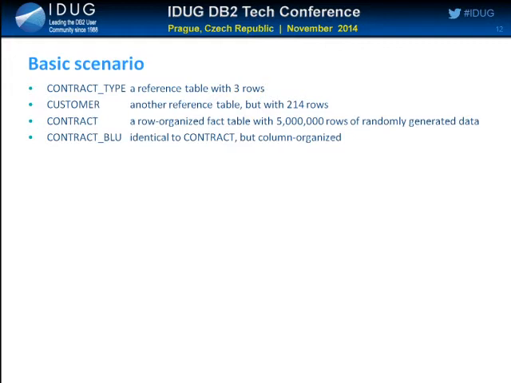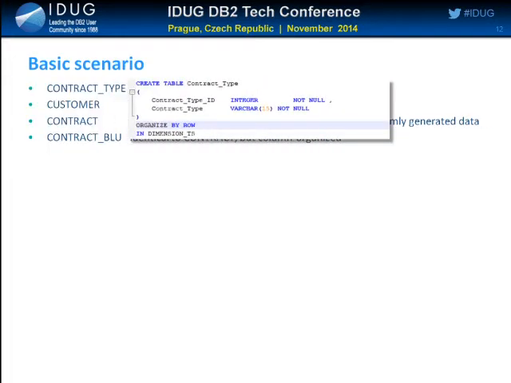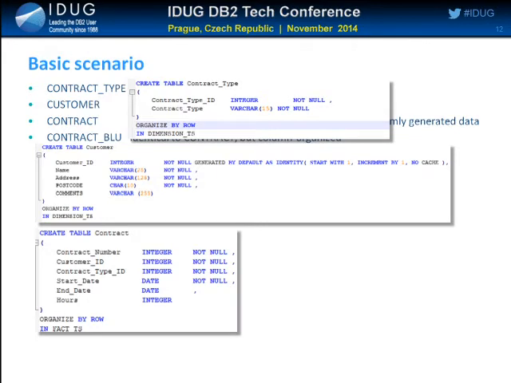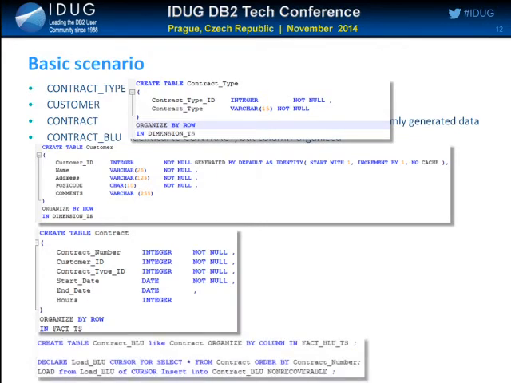It's identical to contract, it's got exactly the same data in it, it just happens to be column organized. So if you're interested in DDL, that's how the contract type was put together. Slightly more complex for the customer, but not much. It's got a few more columns in, but both are organized by row. The original row-based contract table, and then I've created one column-based, _blue, like that, and loaded it direct from contract.